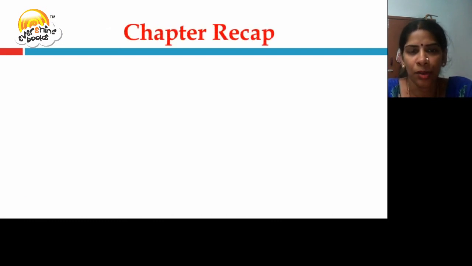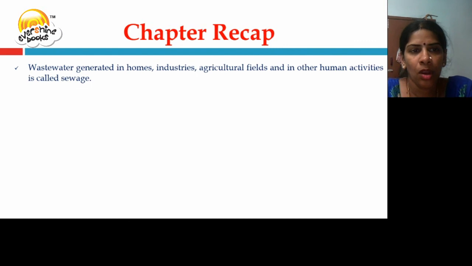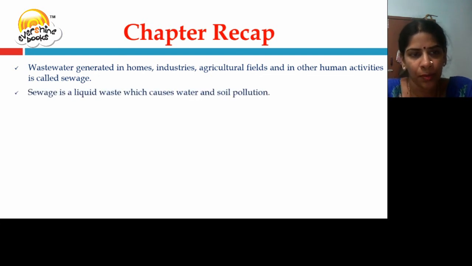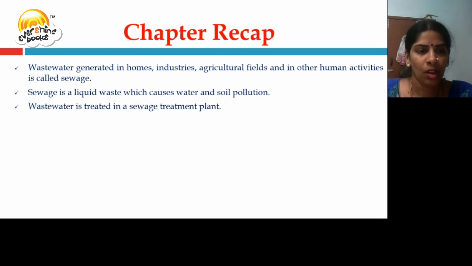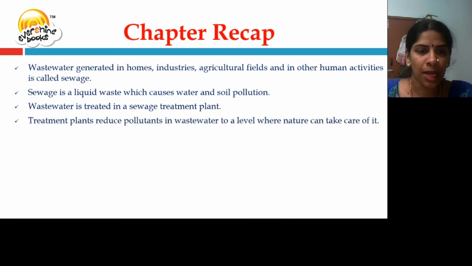Let us have a chapter recap. Wastewater generated in homes, industries, agricultural fields, and in other human activities is called sewage. Sewage is a liquid waste which causes water and soil pollution. Wastewater is treated in a sewage treatment plant. Treatment plants reduce pollutants in wastewater to a level where nature can take care of it.